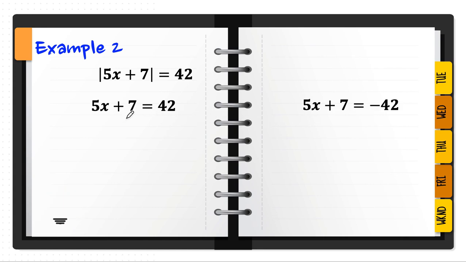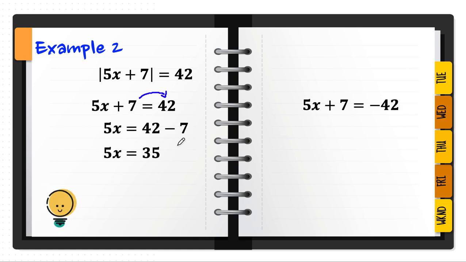As we solve for this one, we need to transpose 7 to the other side, or to the right side. So it will now be negative 7. So 5x equals 42 minus 7, which will give us 35. Dividing both sides of our equation by 5, 5 divided by 5, the answer is 1. And then 35 divided by 5, the answer is 7. So x equals 7. Now let us go to the second equation.